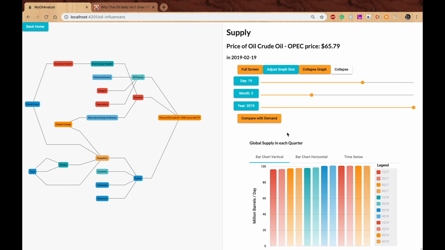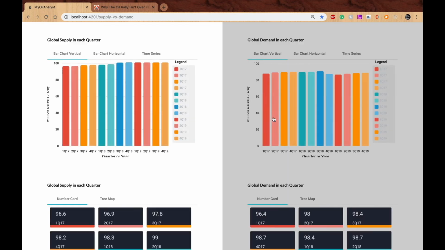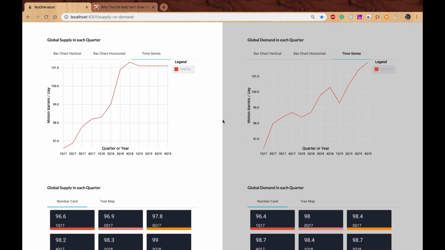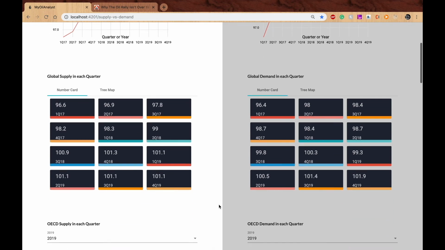It would be easier for me to compare it directly with the global demand. Here we have different types of visualizations from which an analyst can choose. I will choose the time series for this case, and I see here that in the first quarter of 2019, the supply is estimated to be 101 million barrels per day, while the total demand is 99.3 million barrels per day, which is way less than the total supply. So now we understand why OPEC, the Organization of Petroleum Exporting Countries, has cut down their production.